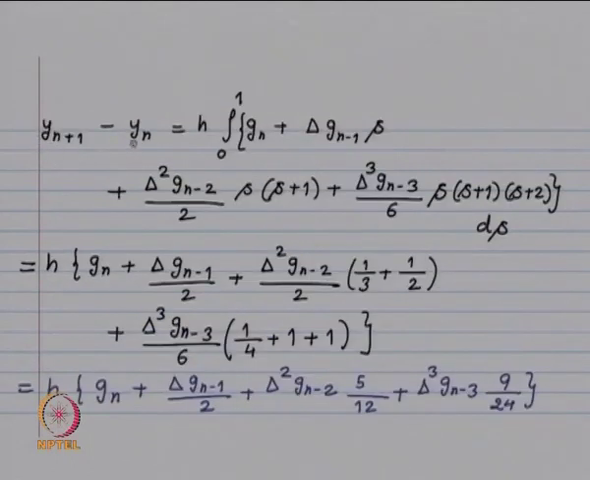And now we have y_{n+1} minus y_n equal to h times the integral from 0 to 1 of P_3(s) ds. So, you substitute and now you integrate. First will be g_n, then Δg_{n−1}, the integration of s will be s²/2 between 0 and 1. So, that becomes Δg_{n−1}/2, plus Δ²g_{n−1}/2, the integration of s² will be s³/3 between 0 and 1, so it will be 1 by 3, and the integration of s is again s²/2, so it is 1 by 2, plus Δ³g_{n−3}/6, and now the integration of this will be 1/4 plus 1 plus 1.